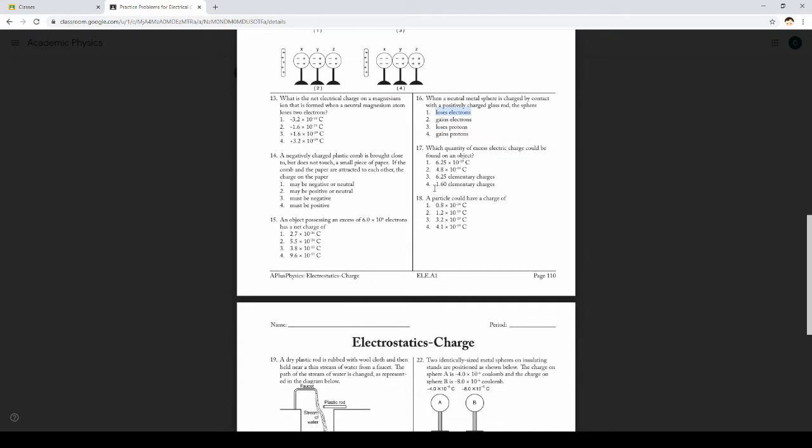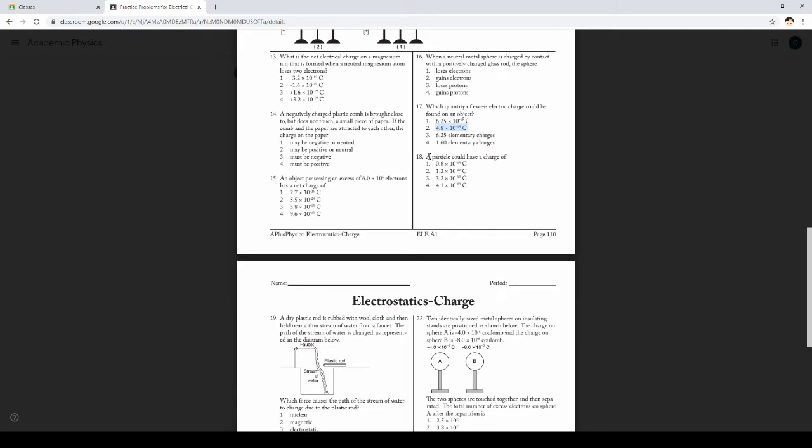Which quantity of excess electrical charge could be found in an object? Again, we're dealing with elementary charges. We can only have whole number multiples of 1.6 times 10 to the negative 19th. We can't have 6 1/4 electrons. We can't have 1.6 electrons. We have to have, in this instance, 3 electrons.